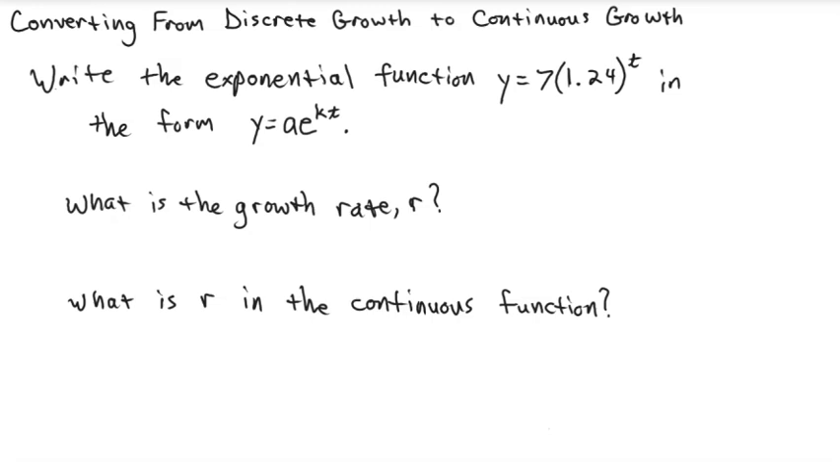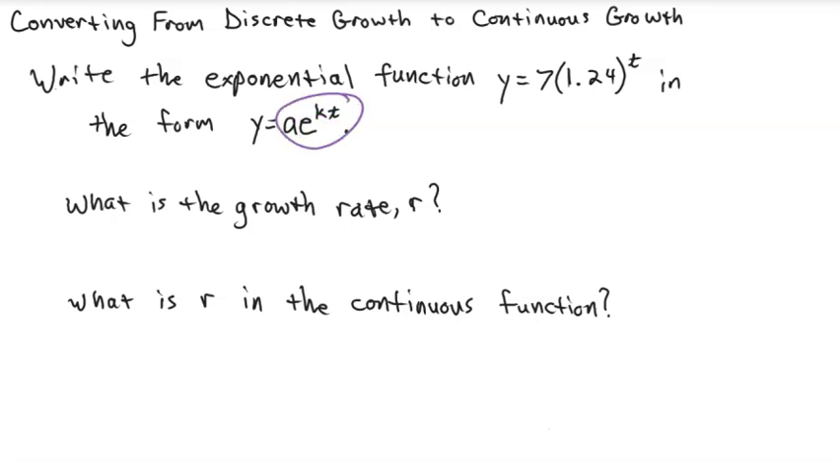All right, in this last video on applications of exponential functions, what we're going to do is show how we can take a discrete growth formula and convert it into a continuous growth formula. So this says write the exponential function 7 times 1.24 to the t power in the form y equals a times e to the power of kt.